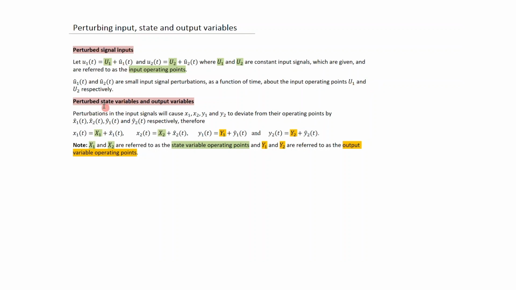We also have to perturb the state variables and the output variables. So that means x1 of t becomes X1 uppercase plus small signal variation of x1, similarly for x2, similarly for y1, and similarly for y2. So these X1 and X2 are referred to as the state variable operating points, and Y1 and Y2 are referred to as the output variable operating points. So we essentially have output variations, we have state variable variations, and input variations. So that's the starting point.